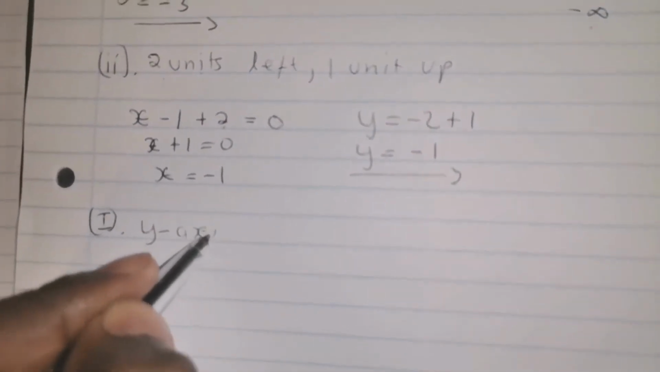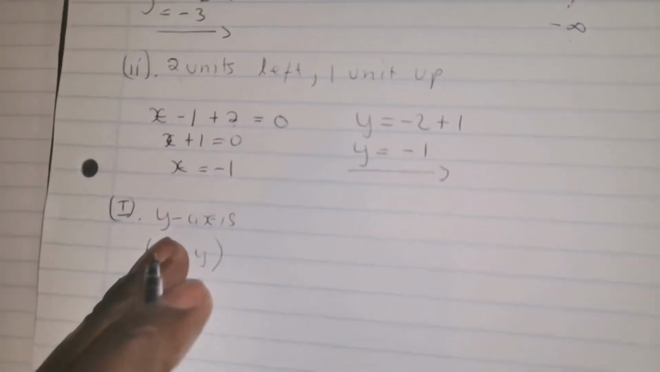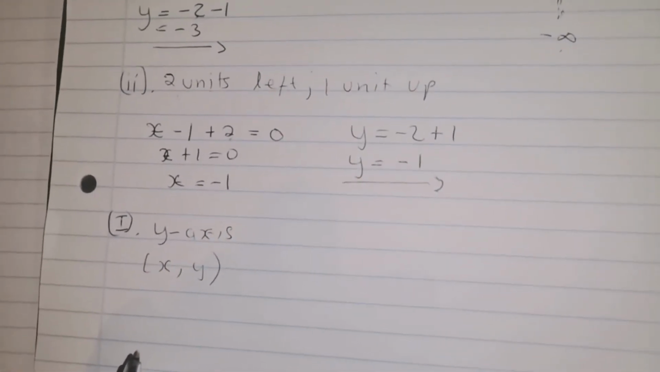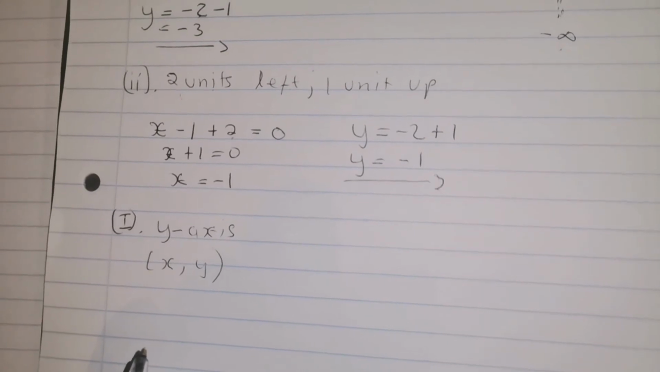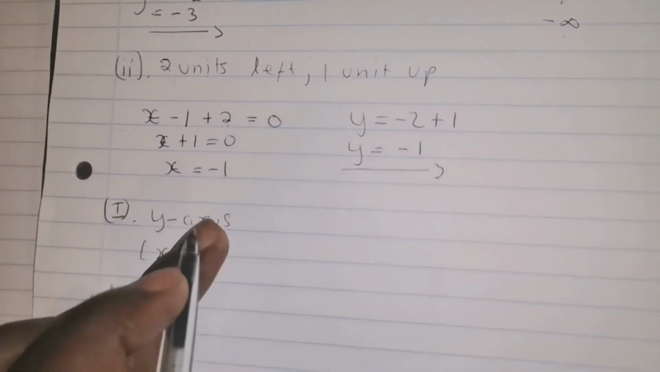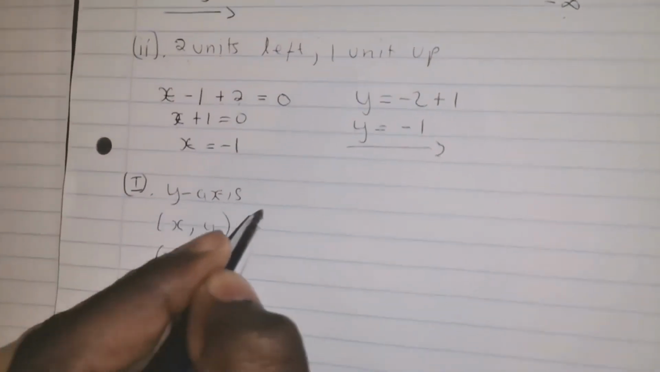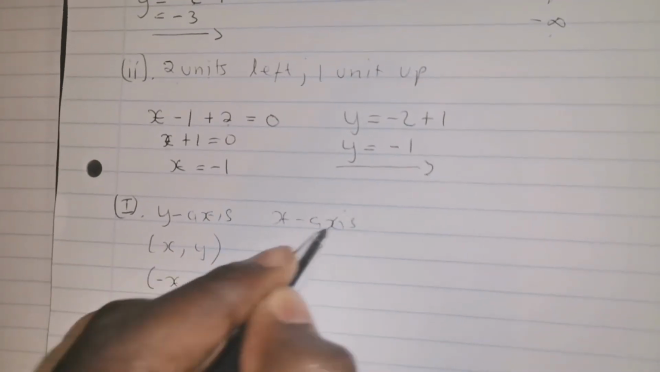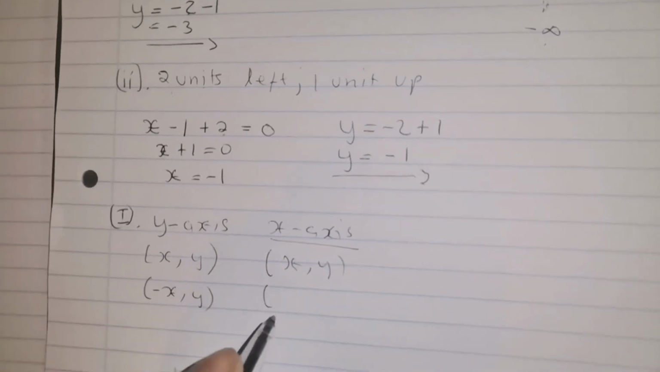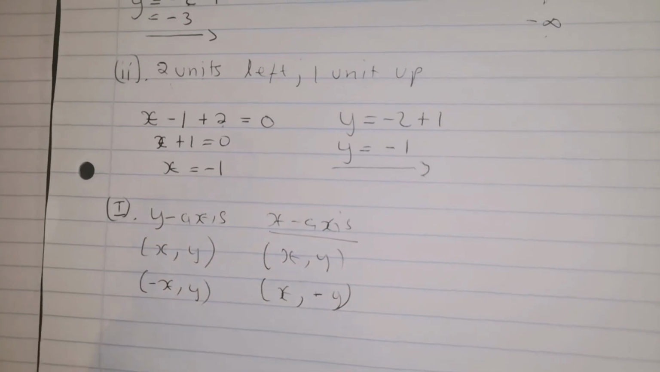When you have coordinates x and y, if they say you must reflect across the y-axis, your x should be negative, basically. Simple, negative x and y. If they talk about the x-axis, your y should be negative, and if you have both, your x should be negative and your y negative. Correct me if I'm wrong, guys, but this is how we do it.